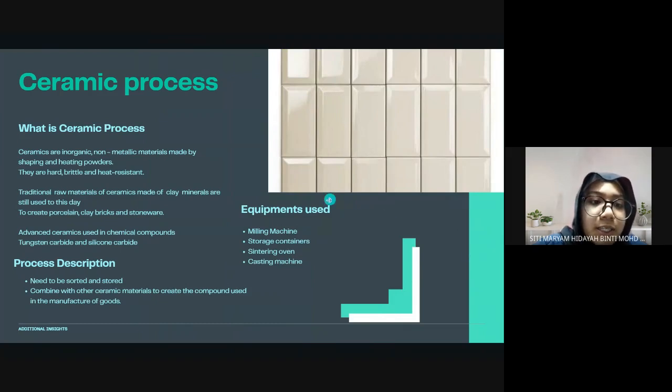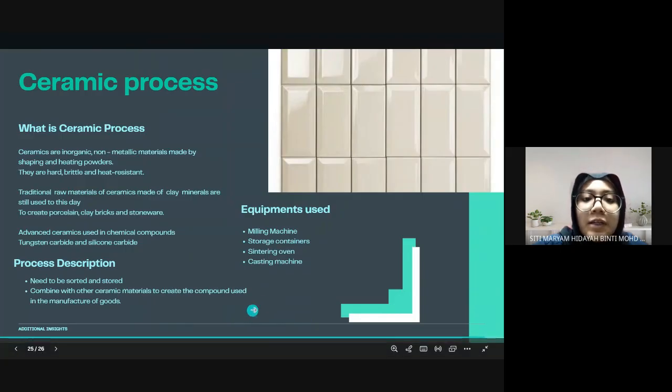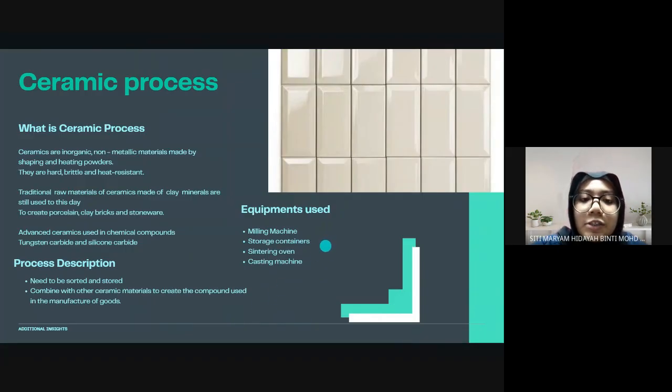So these raw materials need to be sorted and stored. They will combine with other ceramic materials to create compounds used in the manufacture of goods. The equipment used includes milling machines, storage containers, sintering ovens, or casting machines.